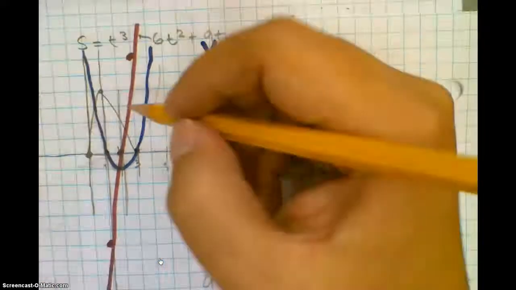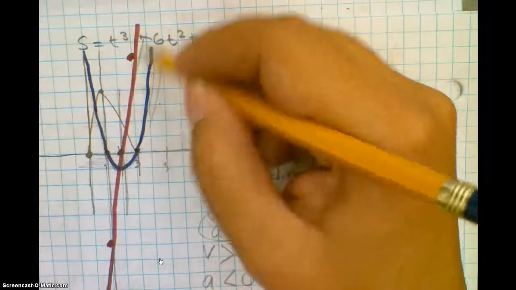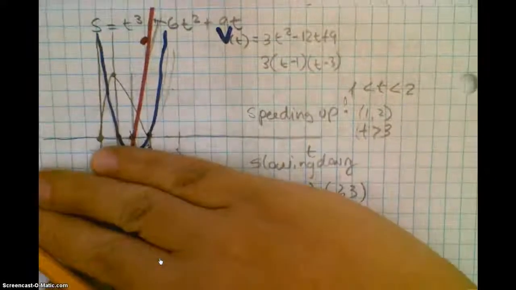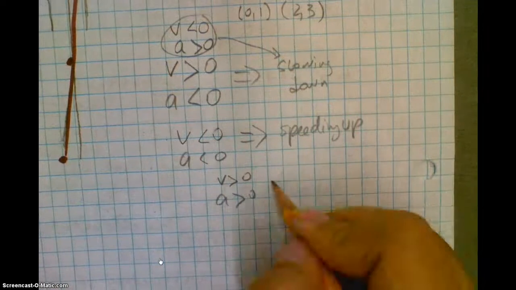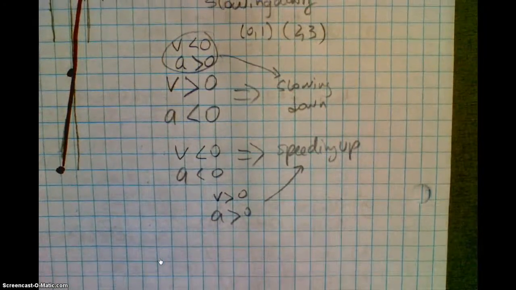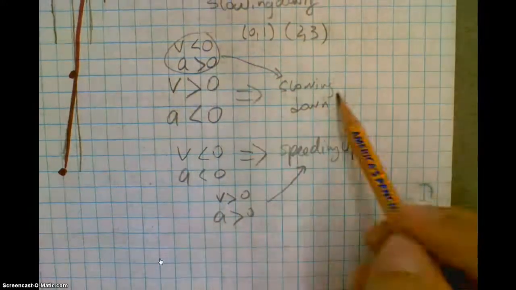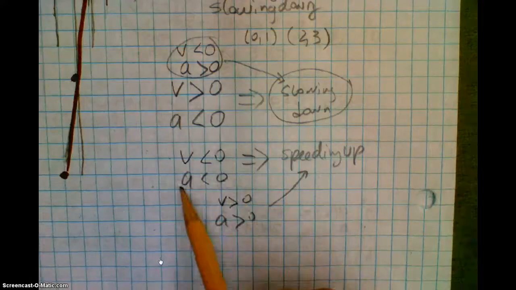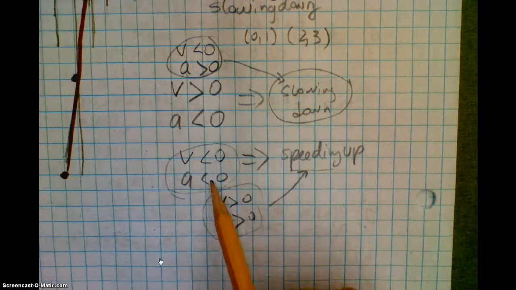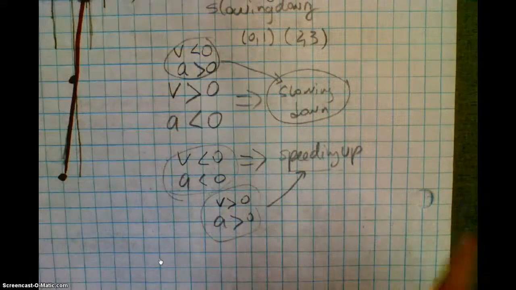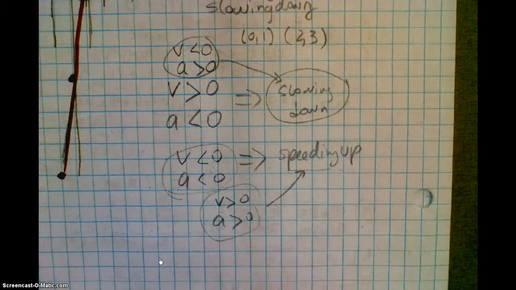And then the last case, after 3, the velocity is positive, the acceleration is positive. Both of them are above the x-axis. So when both of them are positive, that means speeding up. As a summary, the book was saying, if the velocity and acceleration are of different signs, then the particle slows down. And if the velocity and acceleration have the same sign, then that means speeding up. Even if both of them are negative, that means speeding up, because your speedometer would be going from 0 to whatever velocity you're riding at.